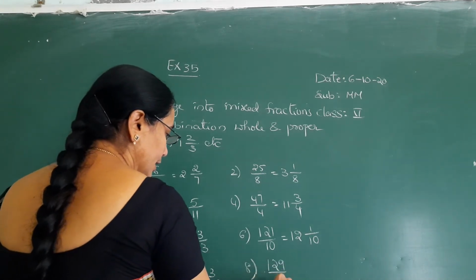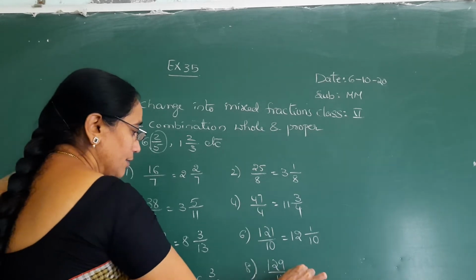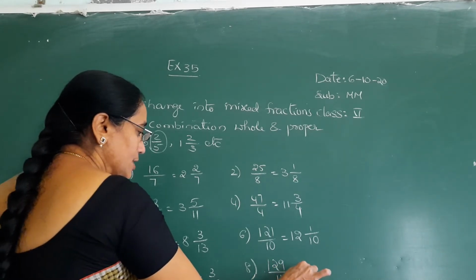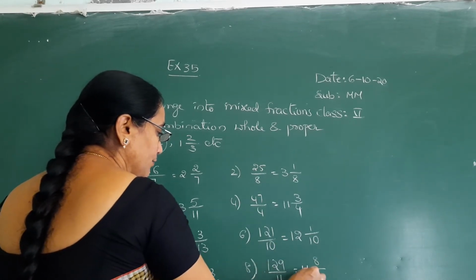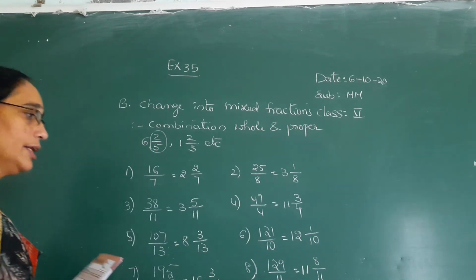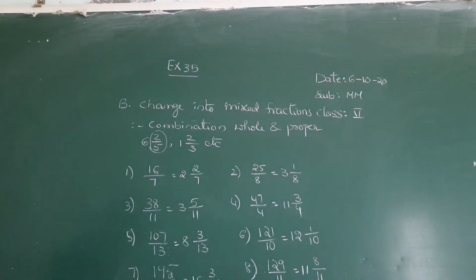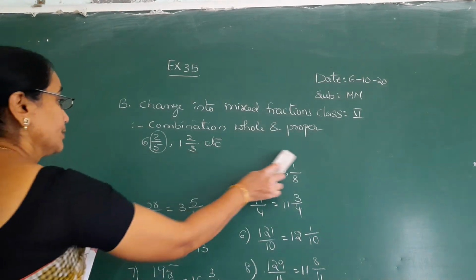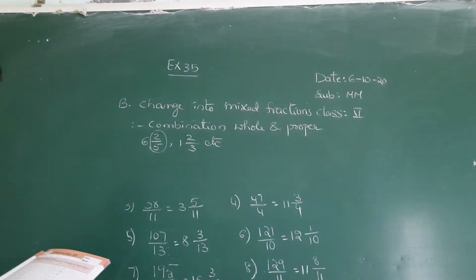129 by 11. 11 ones are 11, and again 19. 11 ones are 11. Subtract 19 from 11, 8. So 11 and 8 by 11. See the ninth problem.